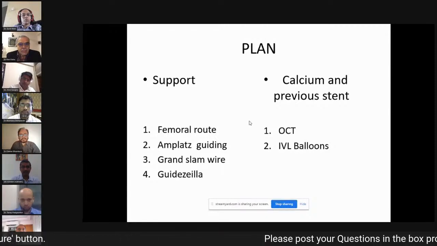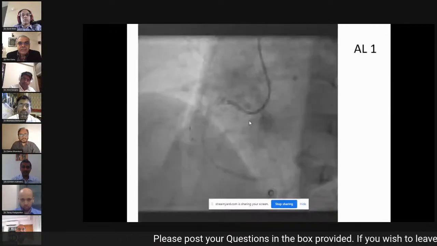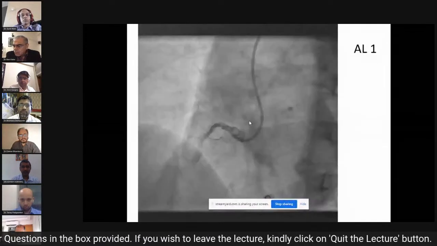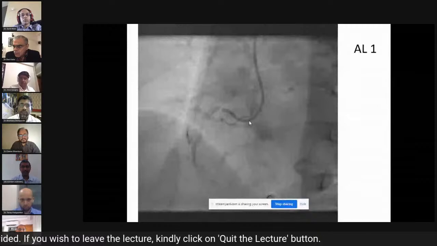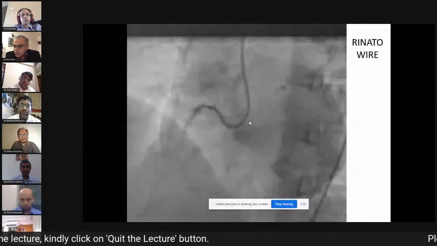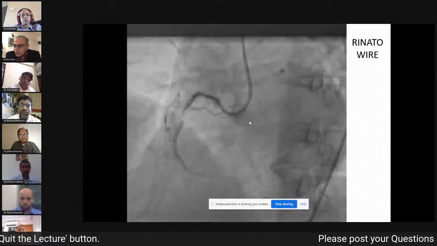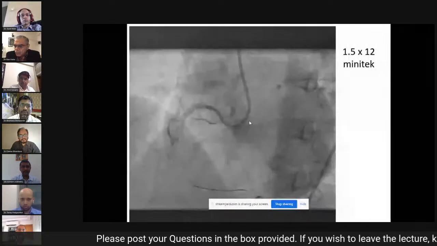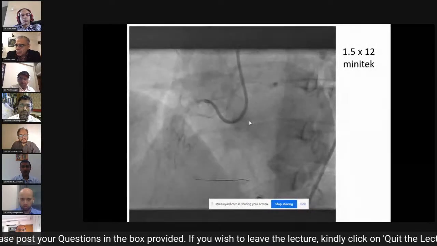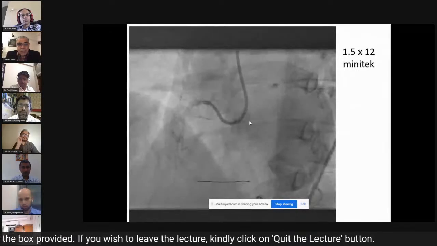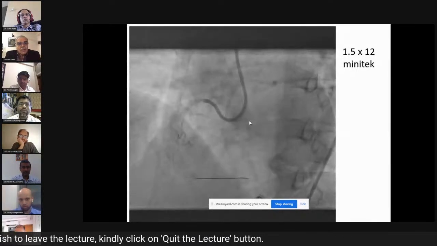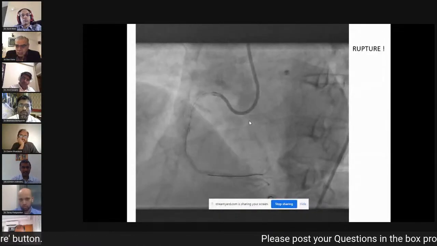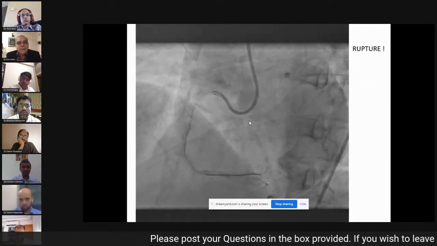When we started with the AL1 guide, it was sitting okay. There was good support, not absolutely coaxial, but after wiring, we started with a plain Runthrough wire. There was no significant difficulty in crossing with the wire. After that, the guide became more aligned. Then we dilated first with a 1.5 by 12 mini trek balloon. It crossed the lesion with minimum difficulty. There was rupture of the balloon after dilatation at the lesion site.